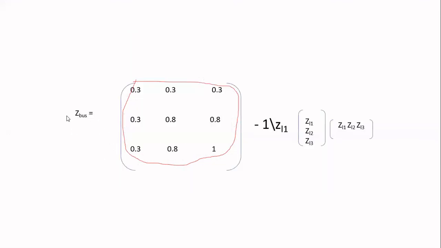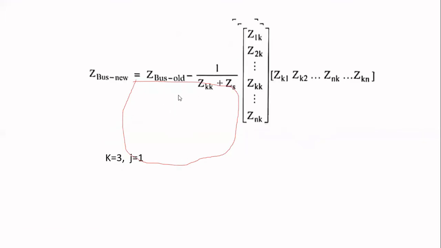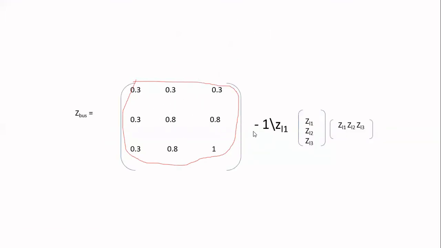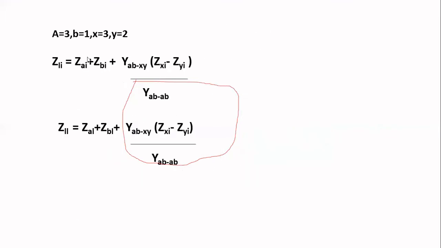Therefore, the formula for this type 4 modification is Z bus new equal to Z bus old matrix. How do we obtain the Z bus old matrix? By eliminating the fictitious node. By eliminating this fictitious node, we obtain the Z bus old matrix, minus 1 by ZL1. How do we calculate ZL1? By using this formula, we calculate the ZL1 value.